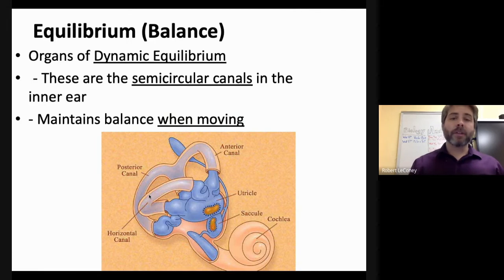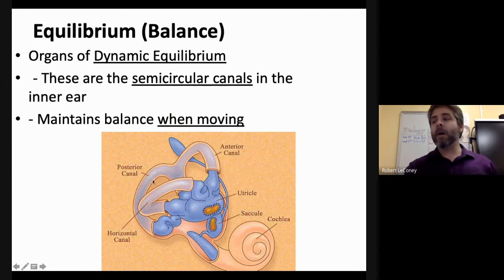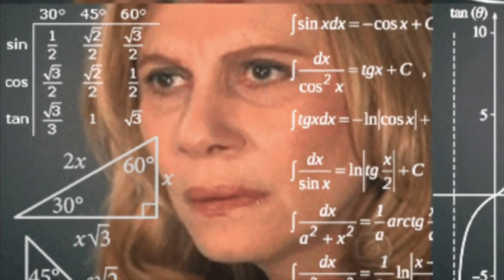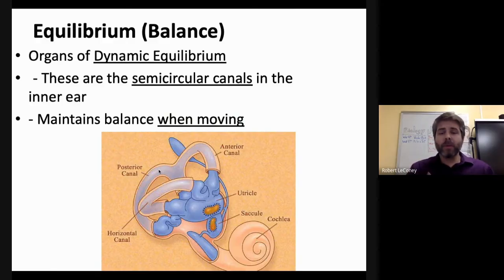So three different directions, or dimensions we call it. As you're moving your head around, there's water inside sloshing around up against nerves. And as that water sloshes around in different directions, the nerves send messages to your brain. Your brain performs math that you didn't even know that you knew and tells you which way is up and down no matter how much you're spinning around.